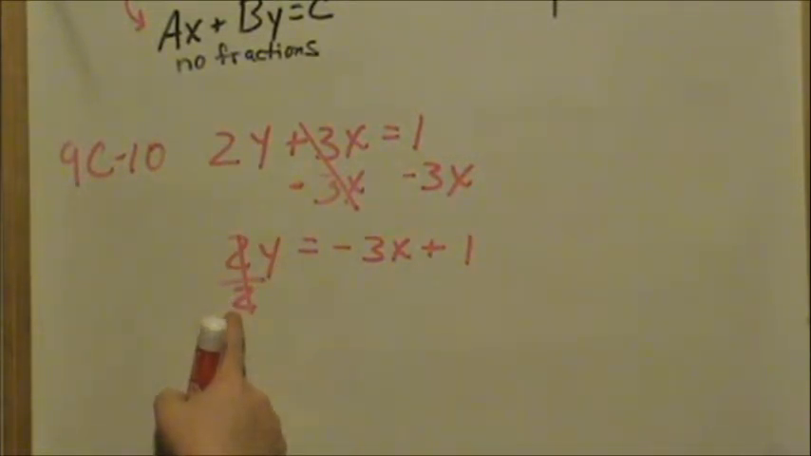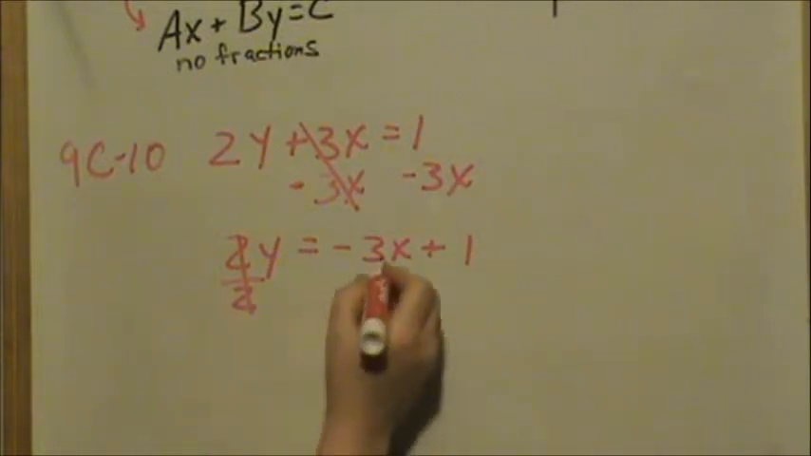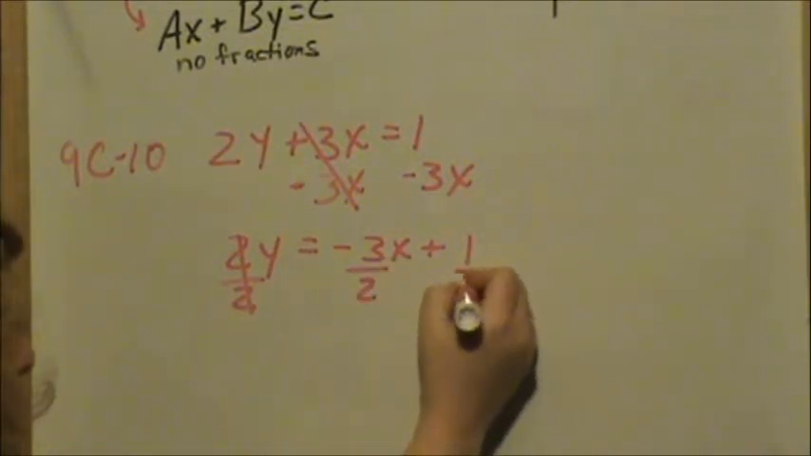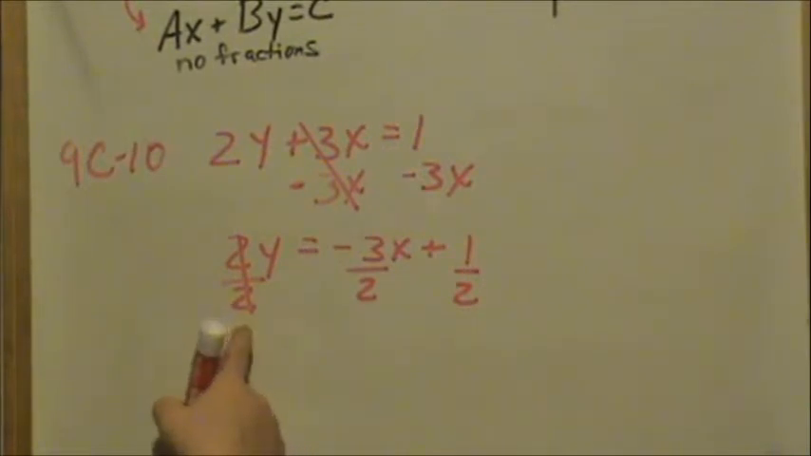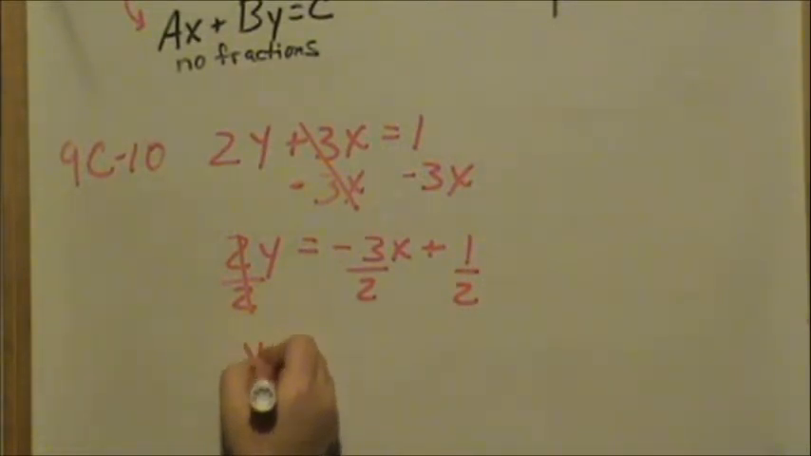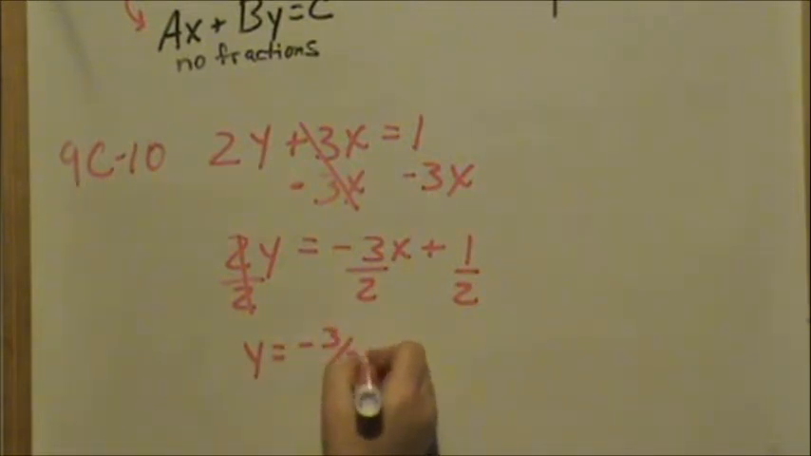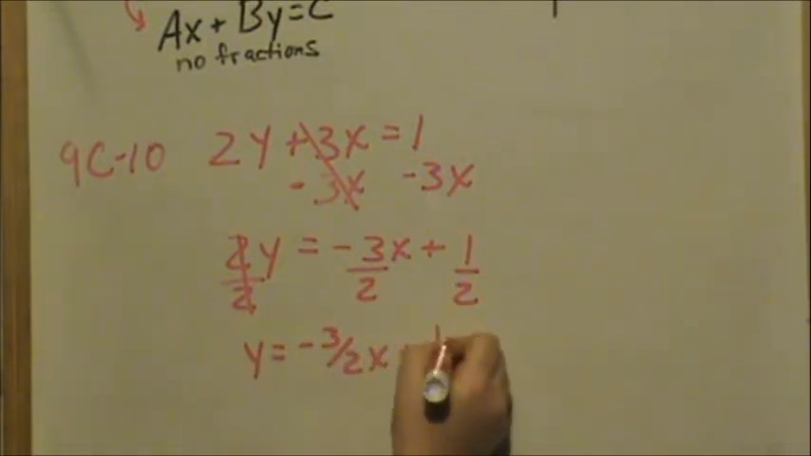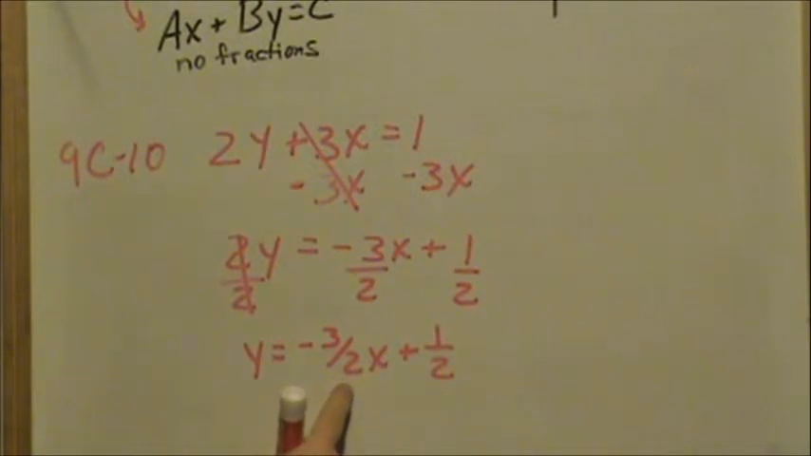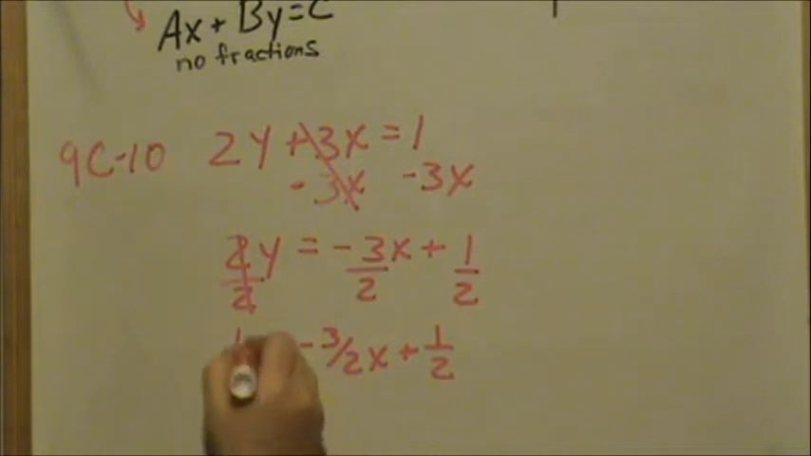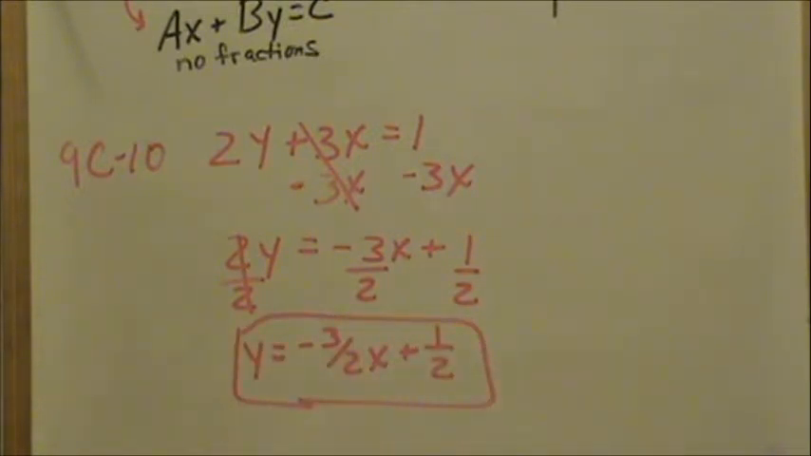Whatever I do to one thing, I have to do to every term. So I divide each term by 2. On the left, my 2's cancel and I'm left with y. Don't lose your negative. You can write negative 3/2 x plus 1/2, and that is in slope-intercept form. In slope-intercept form, you can have fractions, and this just means I have a slope of negative 3/2 and a y-intercept of 1/2.